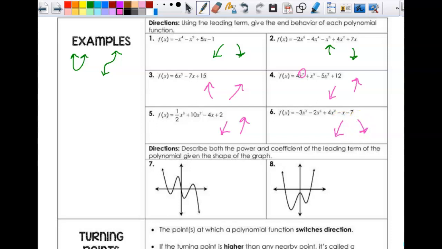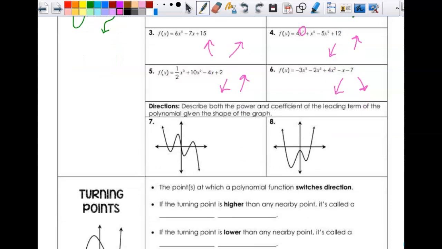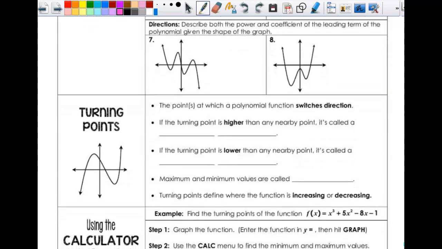Any questions about why that is what it is? Remember, odd is opposite, so it's got to be up, down, or down, up. Odd is opposite, even is the same. Okay, we good? So we're going to do the same kind of thing here, but it's basically the opposite. They give us the picture. So it says, describe both the power and coefficient of the leading term of the polynomial given. So I'm going to say whether it's positive or negative and whether it's even or odd.